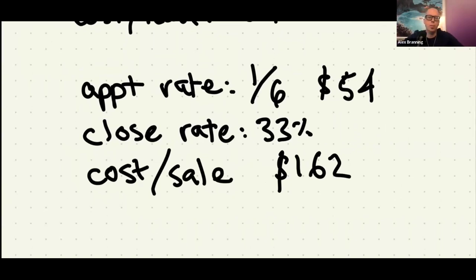Okay, cool. So in this hypothetical example, 1 out of 6 of his leads turn into an appointment, and 1 out of 3 of the appointments turn into a sale. It's $162 per sale, and he's getting $450 commission, which is roughly a 300% return on the ad spend. Now, how many times would you put $1 into a vending machine if you could get $3 back? You'd be doing that a lot, yes?